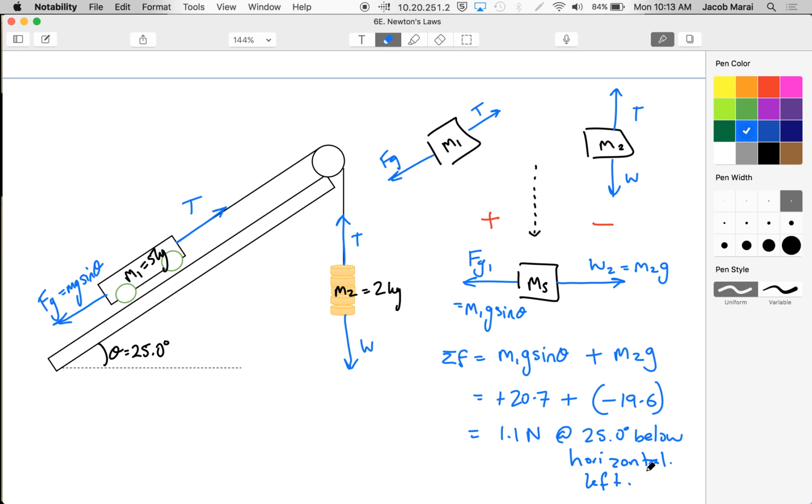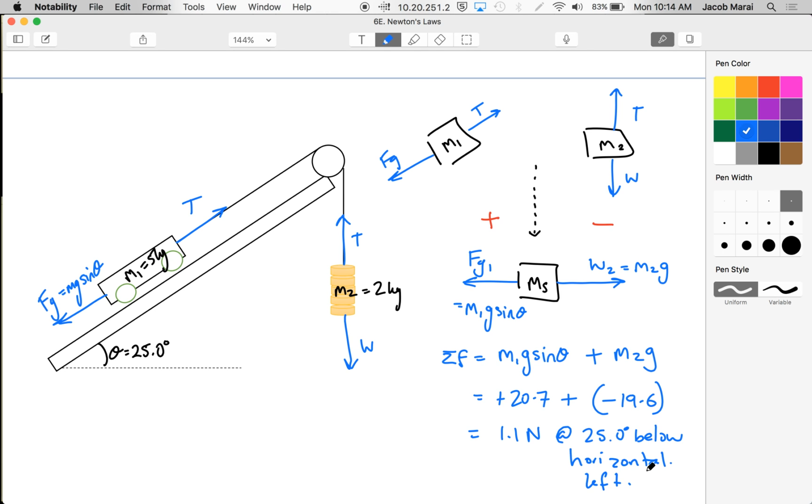What I've just said here, gentlemen, is that the force down the incline on this mass is greater than the force downwards of this mass. He wins the tug of war, and he wins by 1.1 newtons. That is the unbalanced force, and we would see the cart go down the incline and the hanging mass raise upwards.